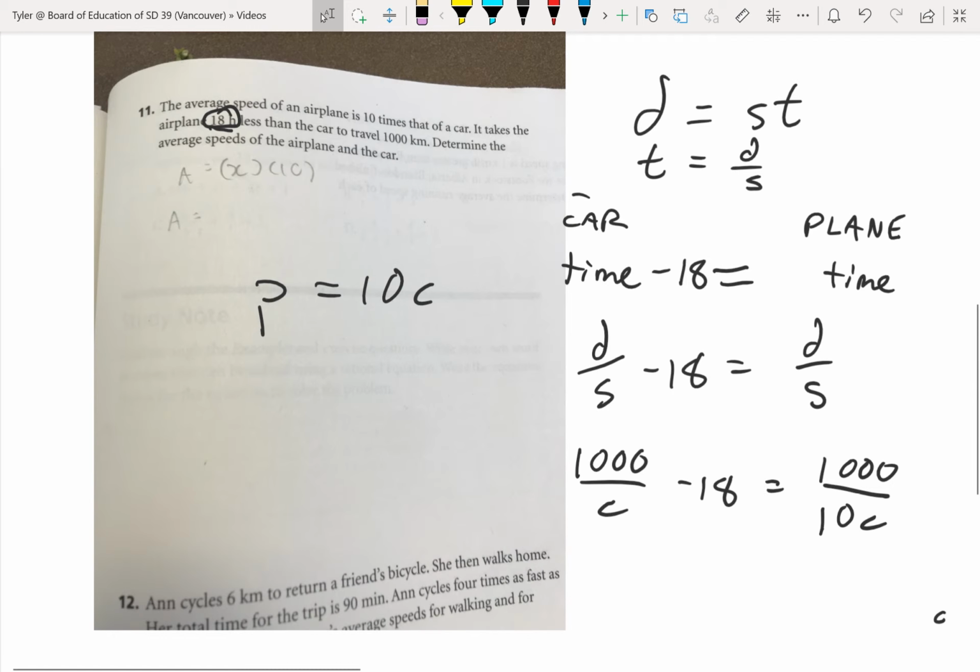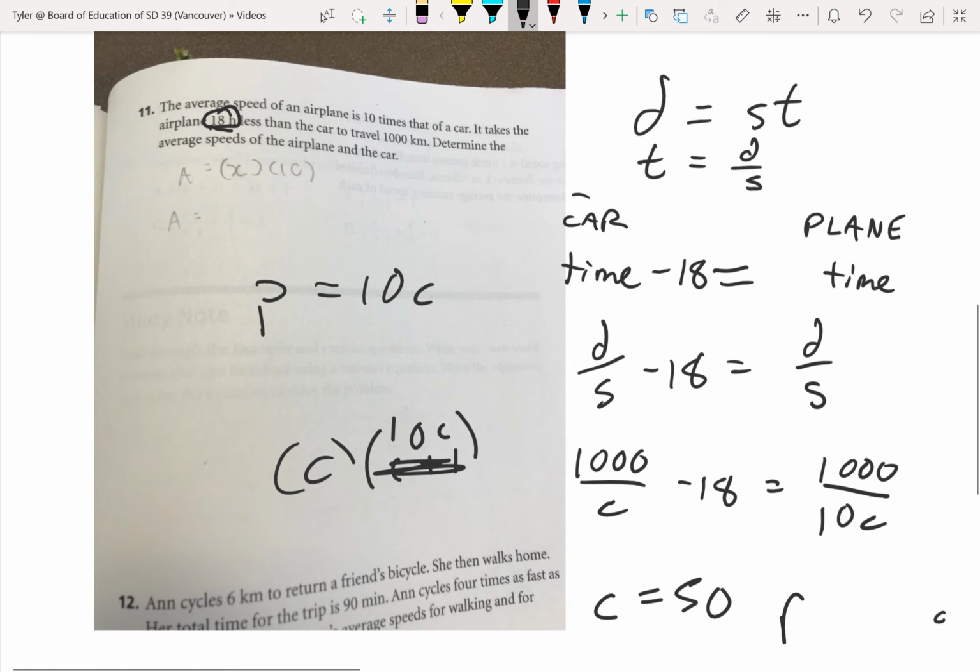Now this question's pretty basic. Again, you're going to multiply just like you did in the last one. So it's going to get multiplied everything times c, and 10c. Okay, multiply everything out and then solve for c. It ends up being like 50, which means that the plane speed is going to be 10 times that, which is 500 kilometers per hour or whatever. That's how you do these questions. Just remember to start with that basic formula. So in this case, you got distance equals speed times time. And then you just got to figure out how you can make an equation where you're comparing two of those things. That's always how these set up.